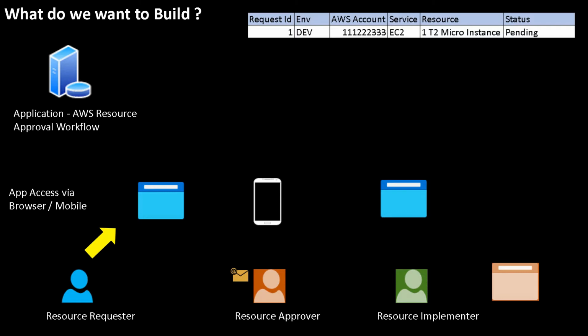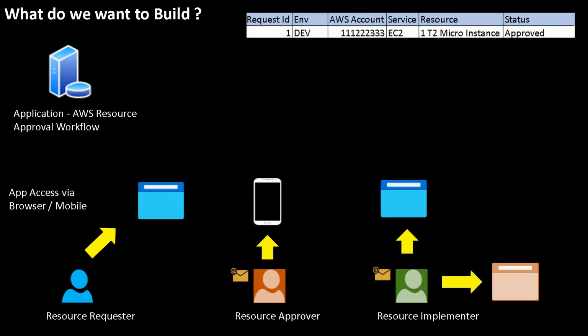So the resource approver is going to look at this request, seems legitimate, and he's going to approve the request. So notice that the status now on the top right of your screen has changed to approved. Now once that happens, another email is sent to the resource implementer or the operations team, and the operations team is going to go ahead and look at this request, seems legitimate to them as well, and they're going to go ahead and implement this request in the AWS console. Then they update the status of this request to implemented.